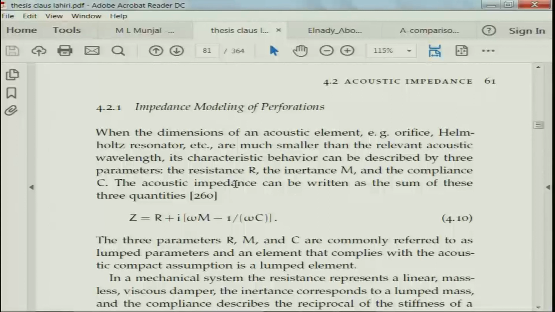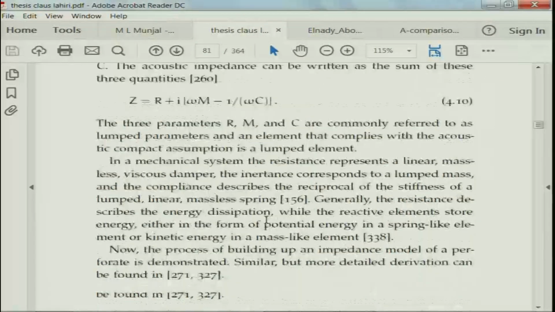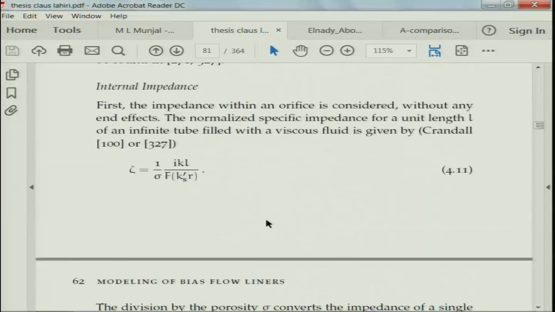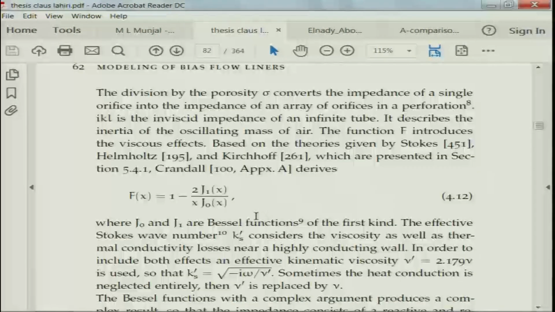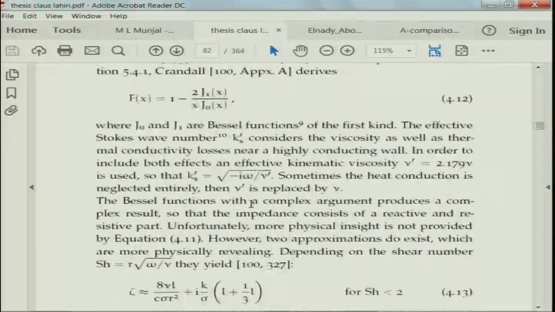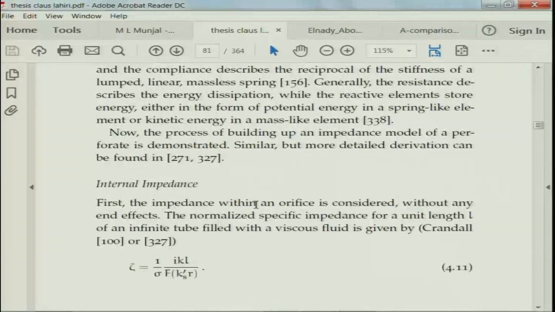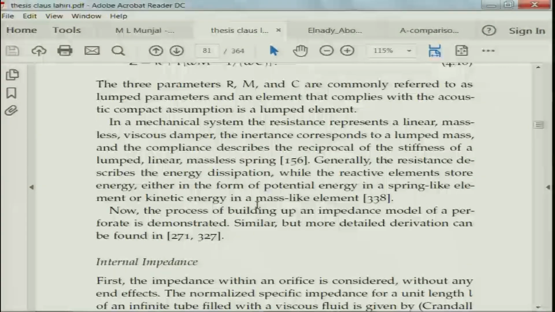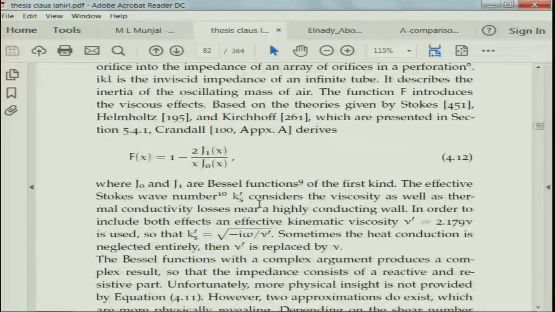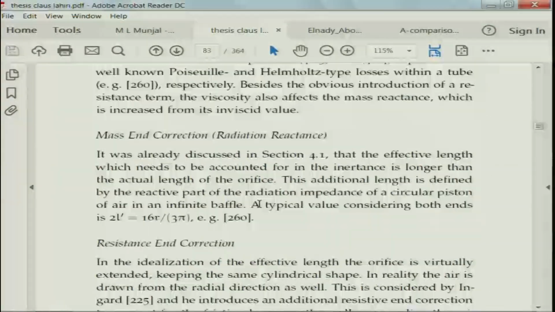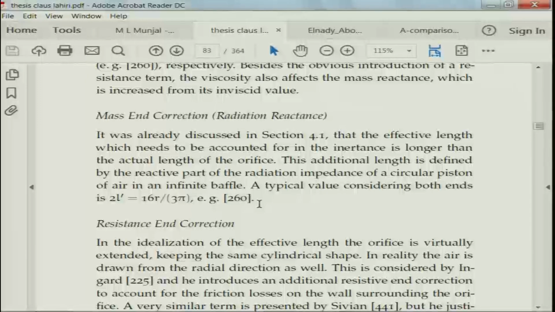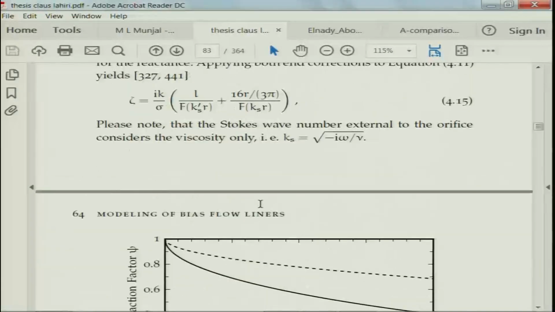So, there are different models. The acoustic impedance can be written as a sum of three quantities: R, resistance or damping, M, the mass inductance, and C, the compliance. So, these are the lumped parameters. There are a number of mathematical or theoretical models based on work by different researchers over different years. Noticeably, what is important is that there are a few parameters like the internal impedance of the orifice, as well as the mass end correction, that is due to the radiation reactance I was talking about, the resistance end correction, and a number of other things.